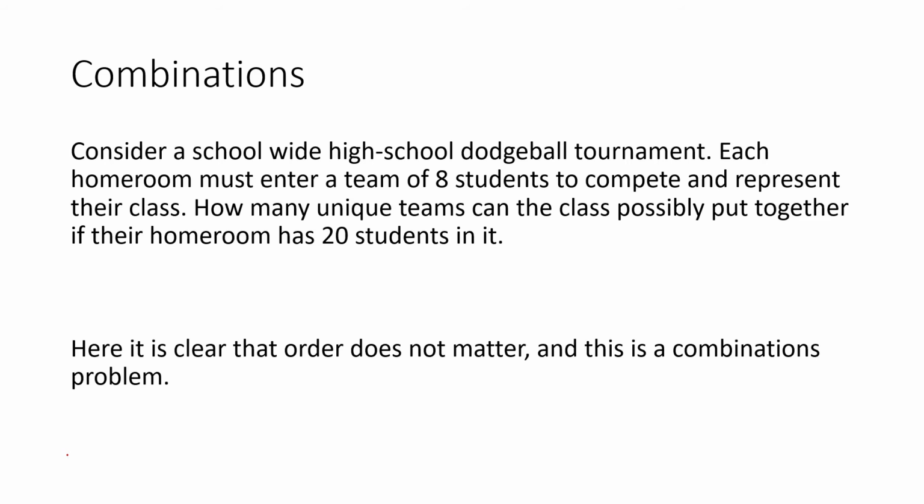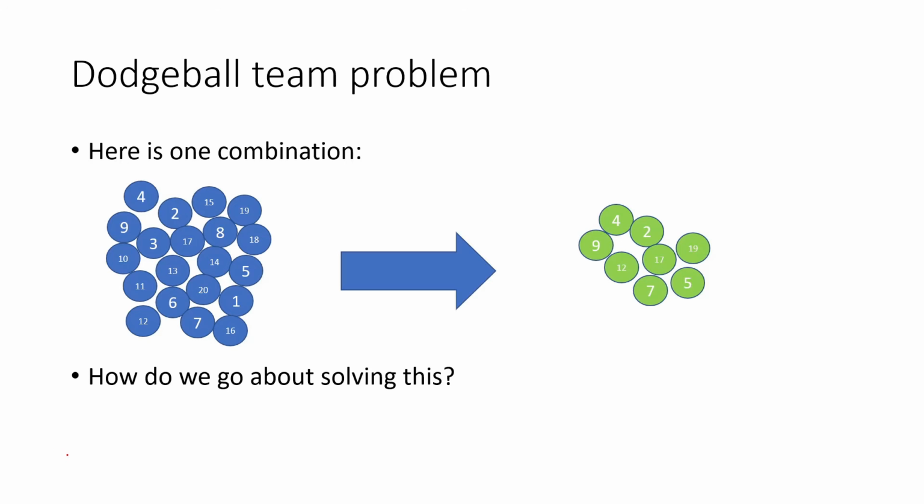To touch on this subject, we're going to consider an example problem. Consider a school-wide high school dodgeball tournament. Each homeroom must enter a team of 8 students to compete and represent their class. How many unique teams can the class possibly put together if their homeroom has 20 students in it? We can see that order does not matter here, and this is clearly a combinations problem. So here's one example of a combination. Here's our class of 20 unique students, and we're just selecting 8 out of the 20 to represent one team, and order does not matter.